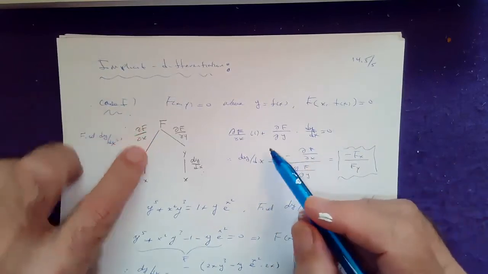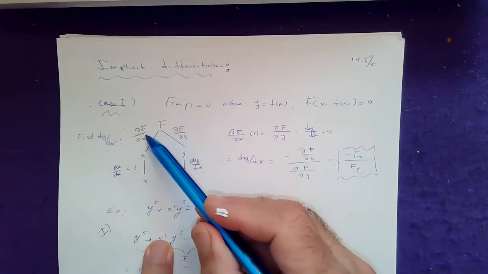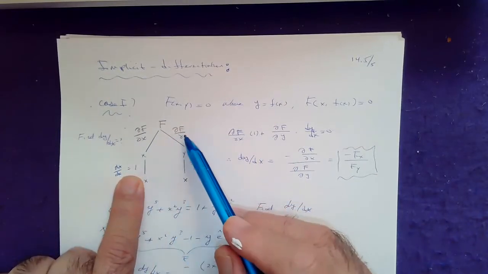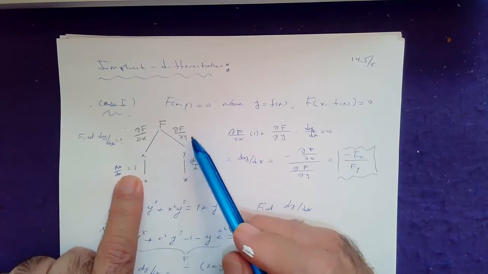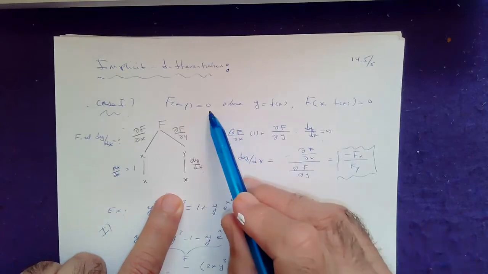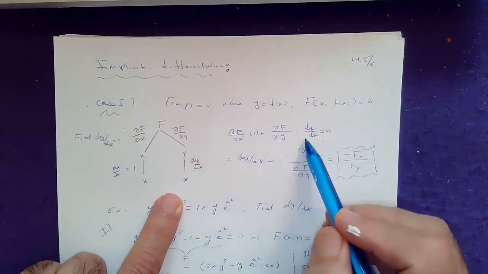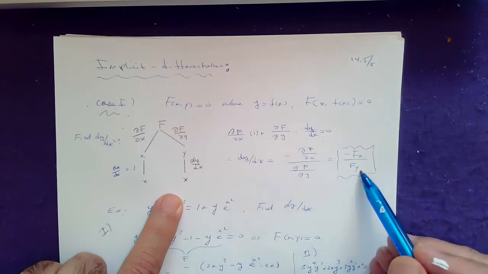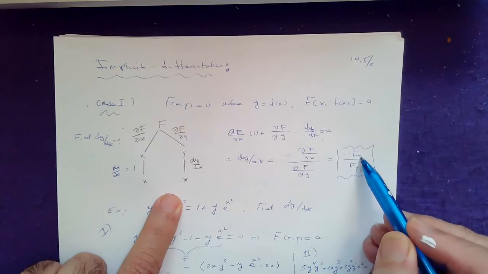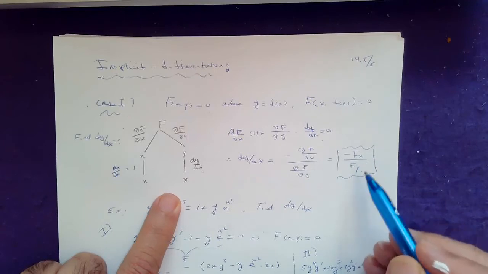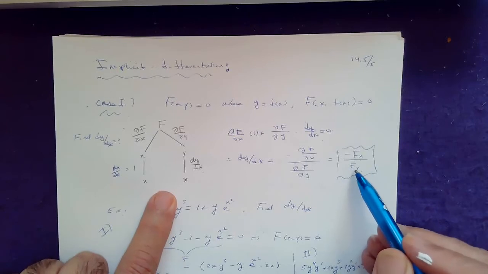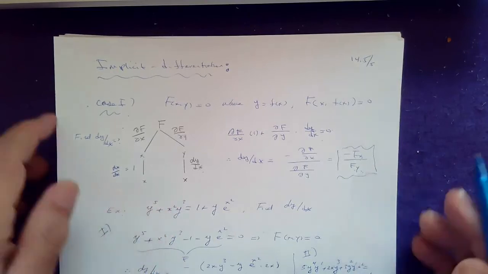So what I do, I go like this. Partial derivative of capital F with respect to x times 1 plus partial derivative of capital F with respect to y times dy/dx equals 0. Solve this equation for dy/dx and lo and behold, you have it. So the answer is negative partial derivative of capital F with respect to x divided by partial derivative of capital F with respect to y.